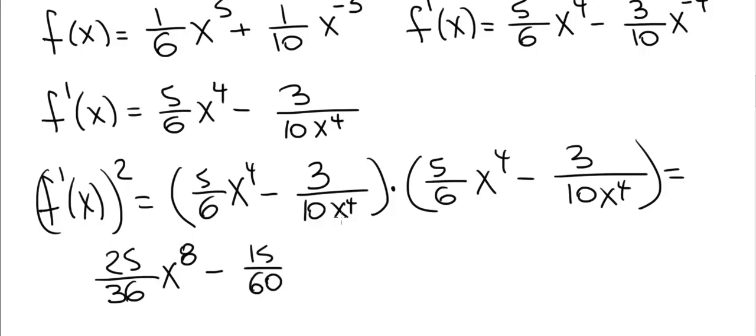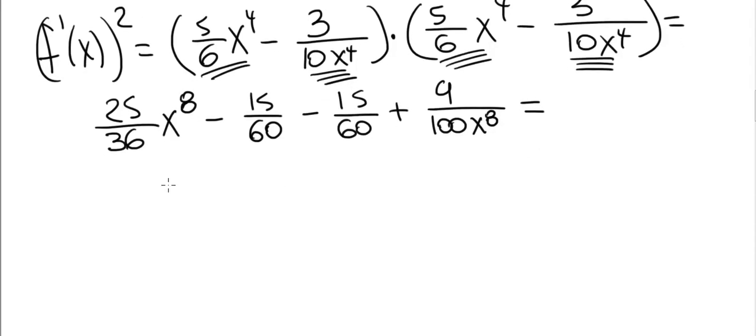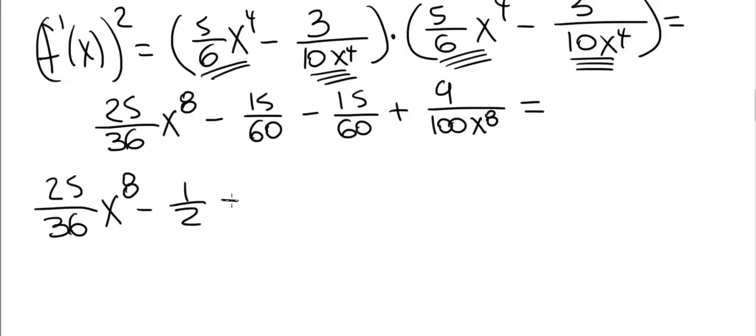We get it twice. Once for this 5/6 times this minus 3 over 10 term, and then once for this minus 3 over 10 times this 5/6. So this is minus 15 over 60 again, and then plus 9 divided by 100 x to the 8th power. Now let's simplify this. Minus 15 over 60 minus 15 over 60 is minus 30 over 60, or minus 1/2. So this is 25 over 36 x to the 8th minus 1/2 plus 9 divided by 100 x to the 8th power.